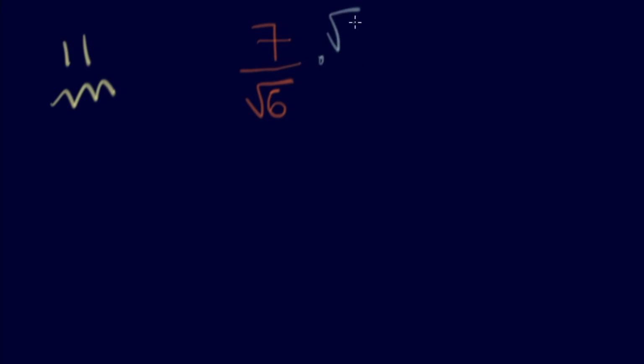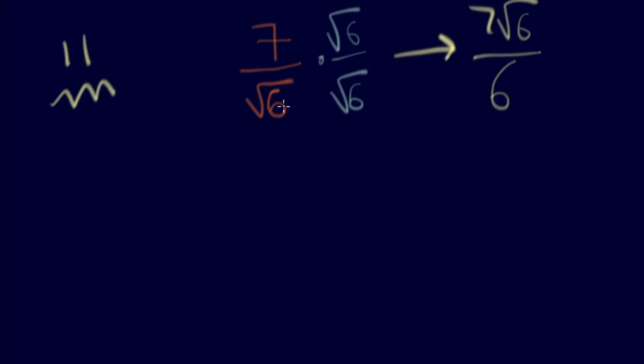And how we get rid of it is we multiply the top and the bottom by the square root of 6. And what that's going to do is give us 7 root 6 on the top. And then the bottom, root 6 times root 6 is root 36. And the square root of 36 is 6 itself. So this is like we're squaring this, basically. So I'm just going to write down a 6 like that. And that's our final answer. So that's called rationalizing the denominator.